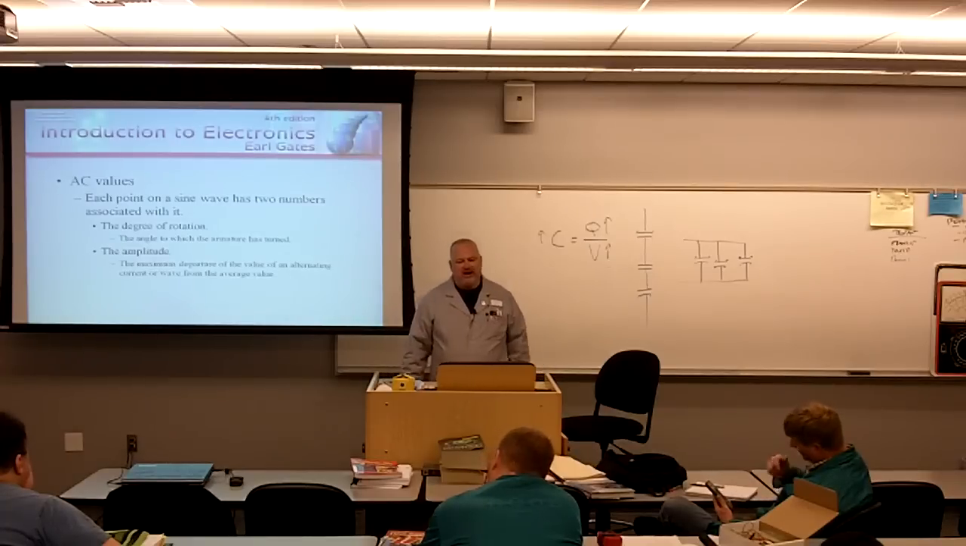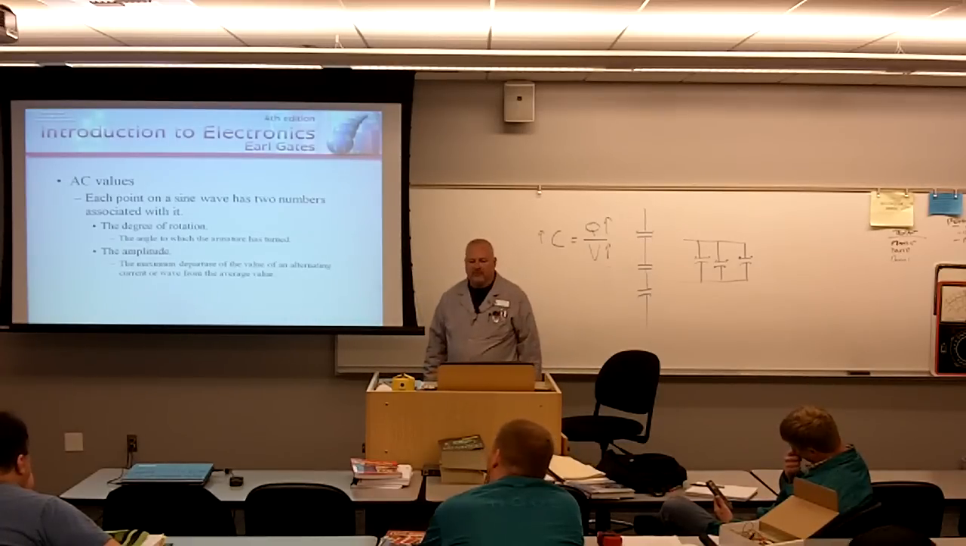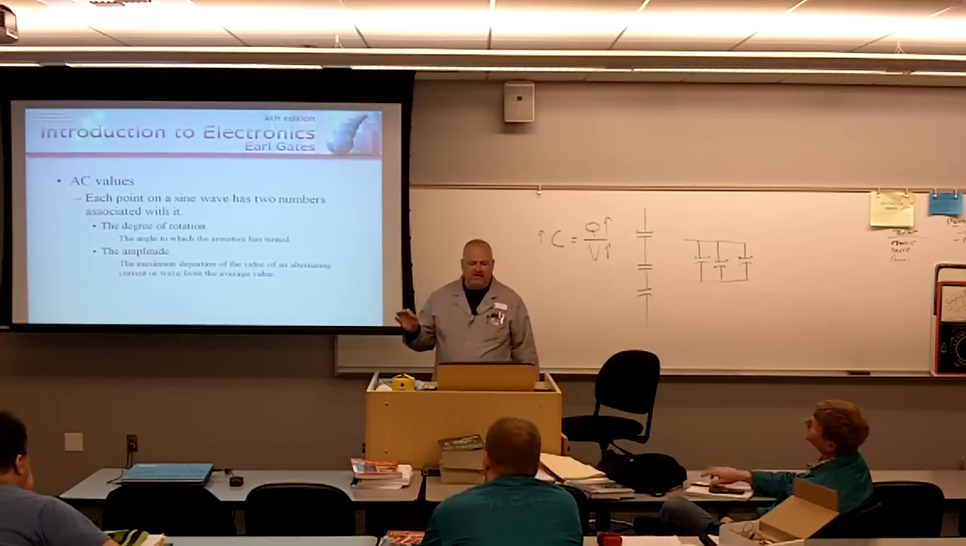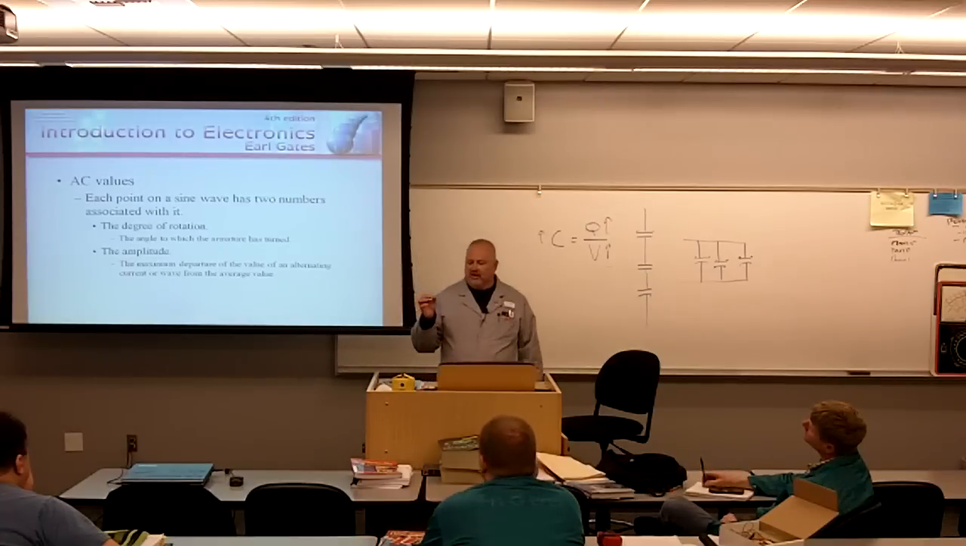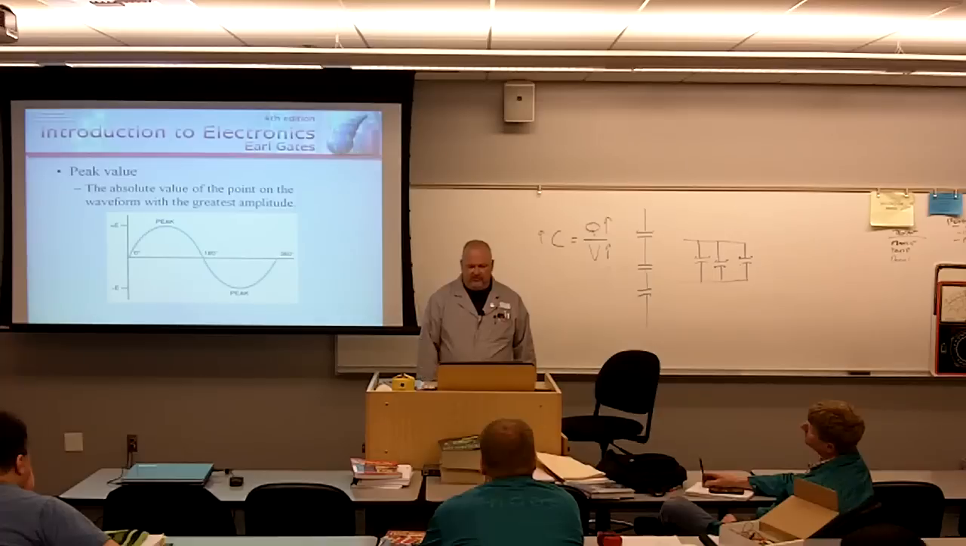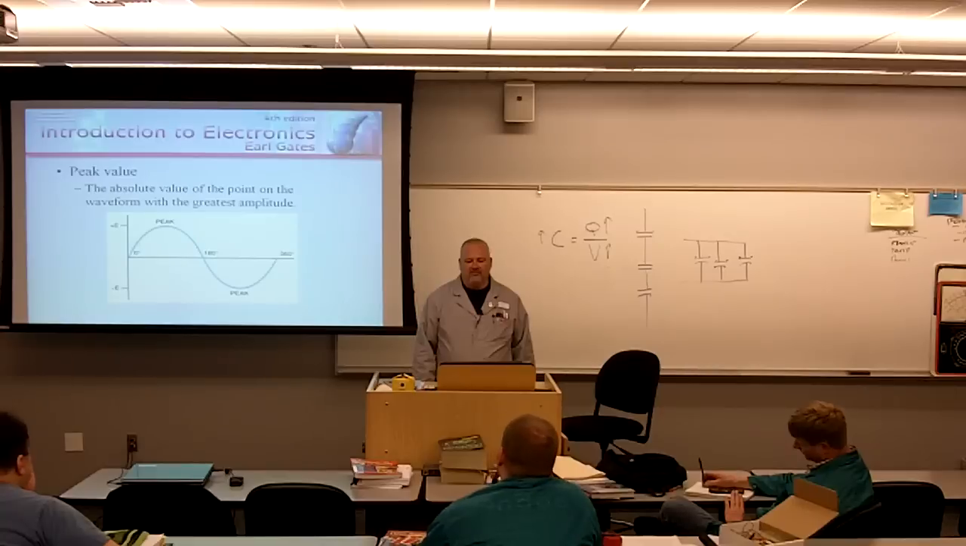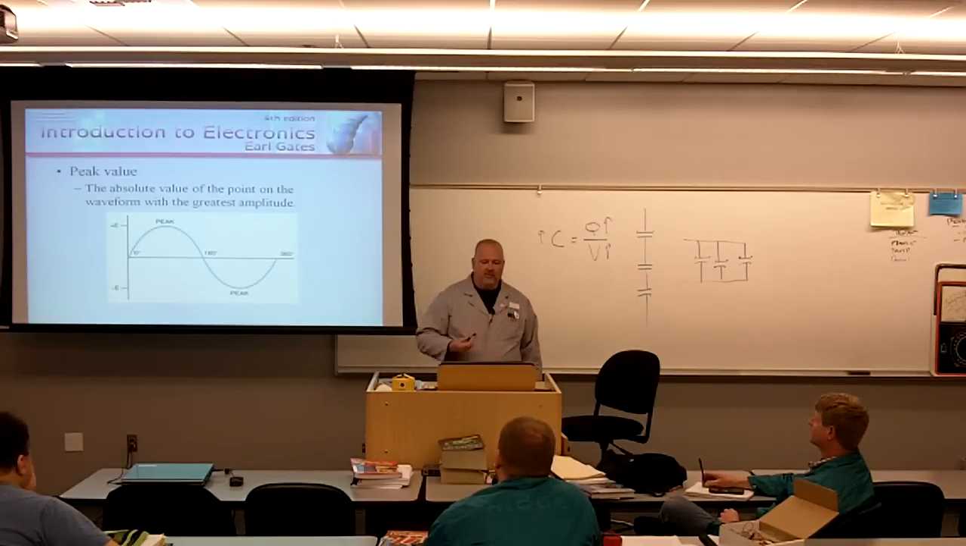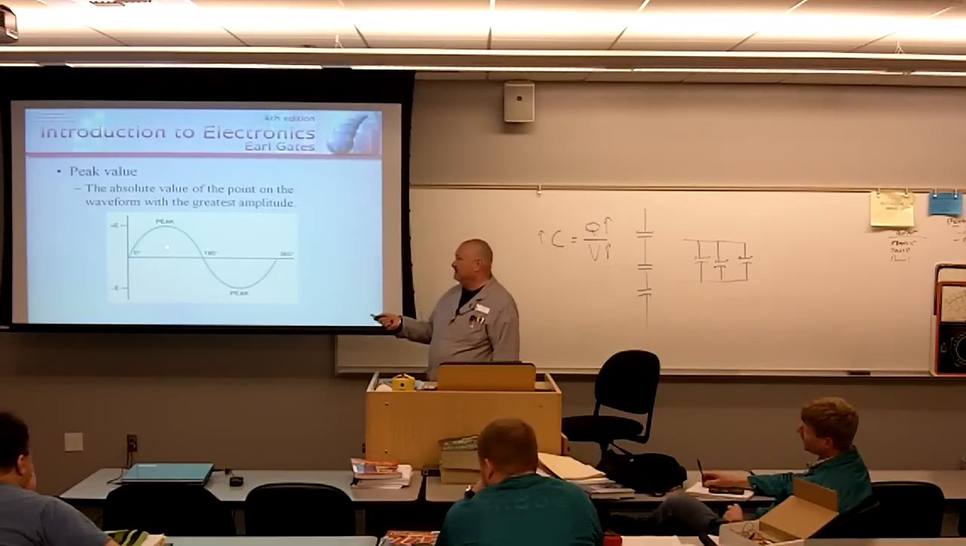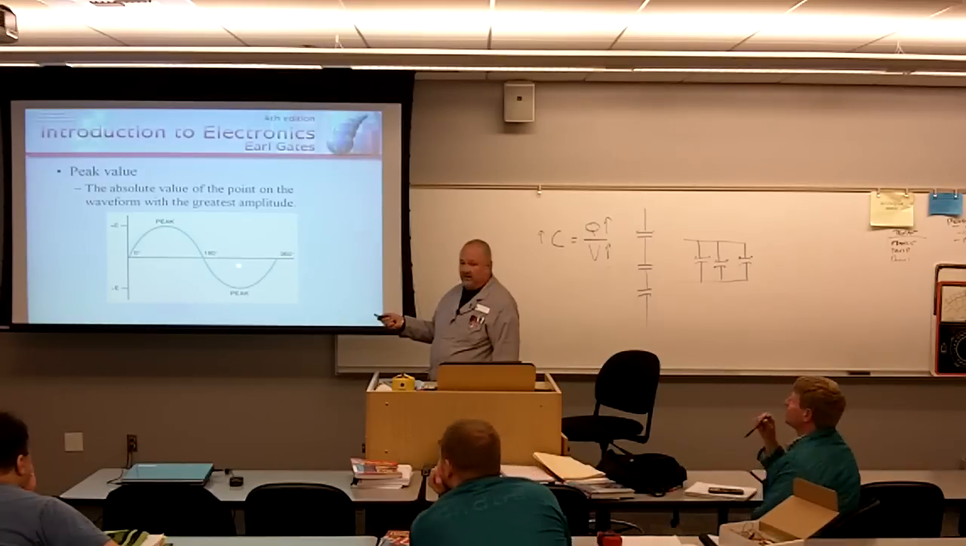AC values, each point on a sine wave has two numbers associated with it. The degree of rotation, this is the angle to which the armature has turned, and the amplitude, the maximum departure of the value of an alternating current or wave from the average value. Peak value is the absolute value of the point on the waveform with the greatest amplitude. So what we're looking at right here, this is the positive peak, this is the negative peak.